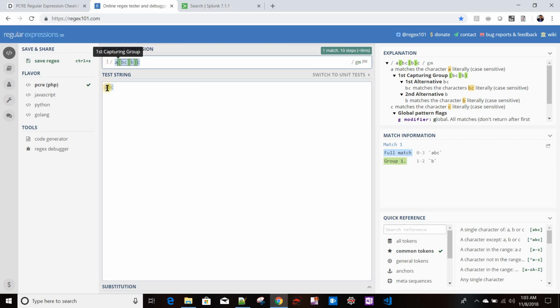It will first match this A with this A, right? Because this is the first string in our regular expression, so A is matching with this A. Then the regular expression engine is entering this one. This is an OR condition, right? Either BC or B. So it will check the first condition, BC. It is finding a match over there.